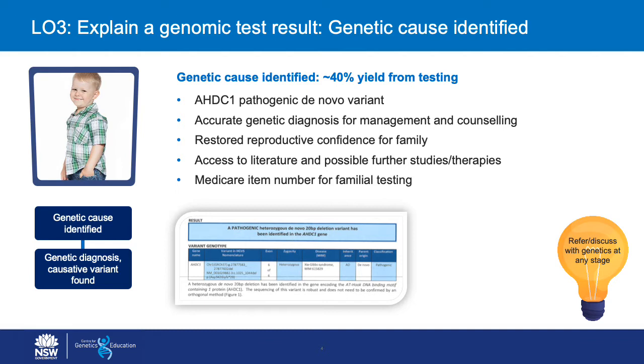In this scenario, Oliver's trio exome has detected a genetic cause. This occurs in about 30 to 40% of children presenting with global developmental delay or intellectual disability. A de novo, or new change in Oliver, has been demonstrated in the gene AHDC1. This allows for accurate genetic diagnosis in terms of management and counselling, restores reproductive confidence for the family if they wish to have further children, and enables access to literature and possible further studies, and in some cases, therapies.